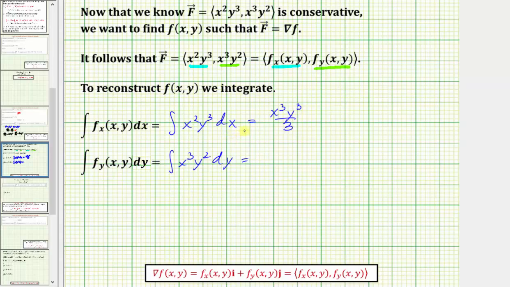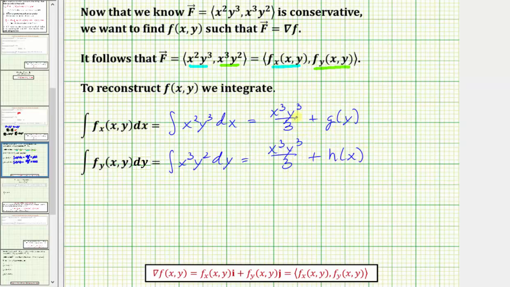This is only recovering the x part of our function f of x comma y. We could still be missing y terms as well as a constant, so we'll put plus g of y to represent a function of y as well as a constant. And now we'll integrate here with respect to y, treating x as a constant. So once again, we're going to have x cubed y cubed divided by 3. Now here we could be missing x terms as well as a constant, so we'll put plus a function of x, let's call it h of x.